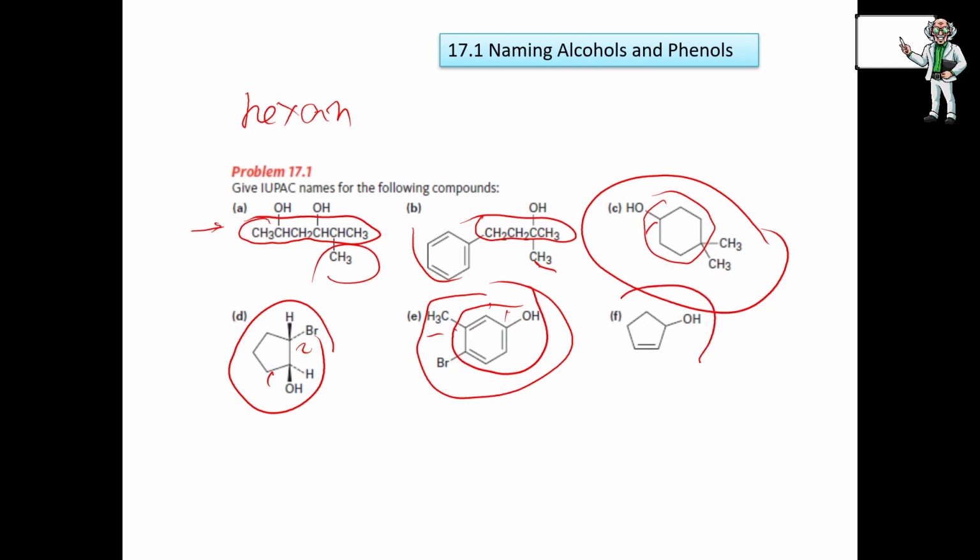And the last one, okay, we have a 5-member ring as a main group. That means it will be a cyclopentanol. However, we have a double bond in the ring. That means that this will be a cyclopentene, and we have to put in which position is the double bond. That means this is 1, this is 2, it is in position 2. That means it will be cyclopent-2-en-1-ol.